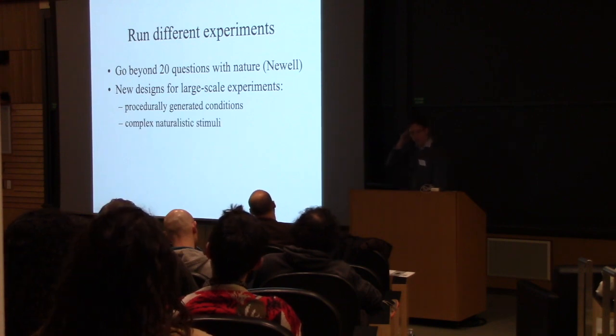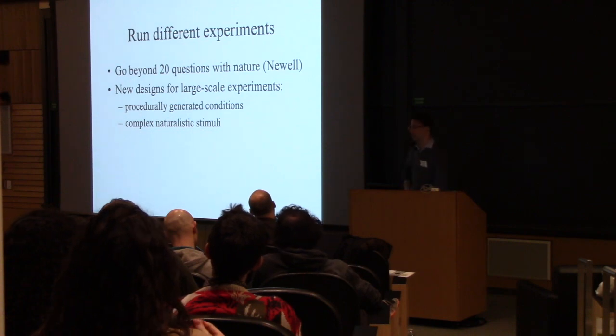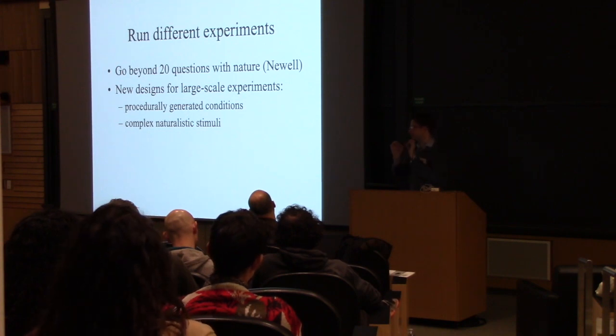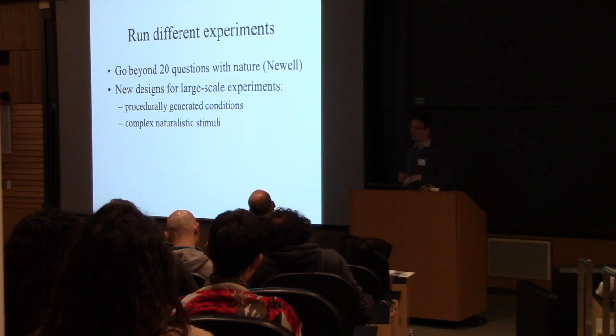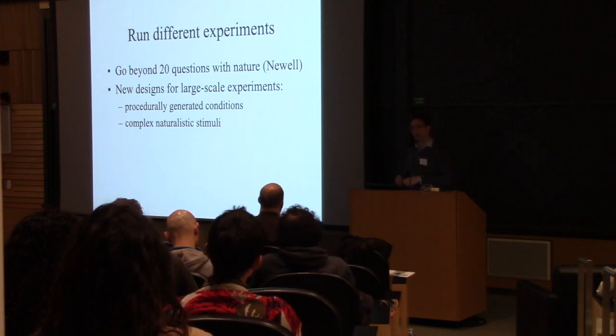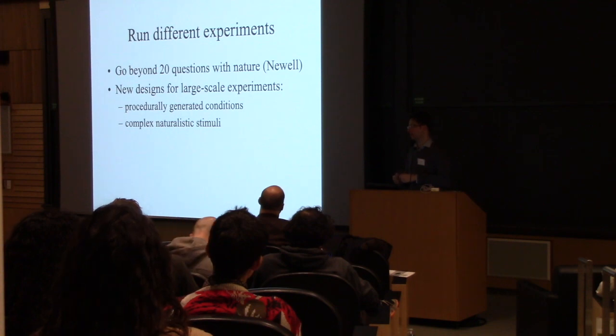You can run experiments with more complex naturalistic stimuli, right? One of the things that we're used to doing as psychologists is boiling things down to the simplest possible stimuli so that we can study those in the lab. But part of the reason why we do that is because we get relatively few bits back from people. If you're getting more bits back, then you can use some of those bits to work with more complex and more challenging kinds of stimuli. And I'll talk about experiments along those lines too.